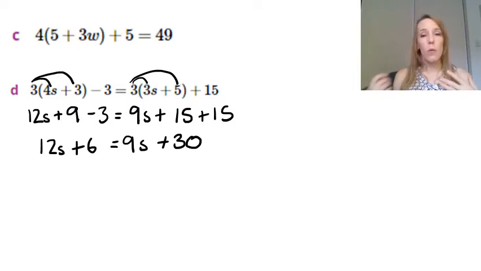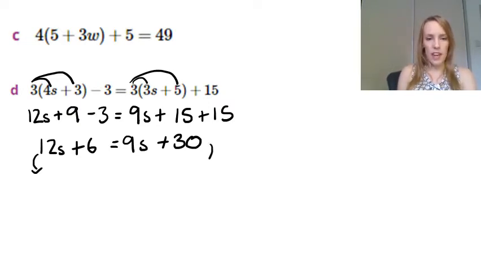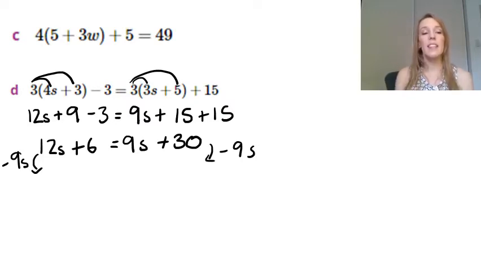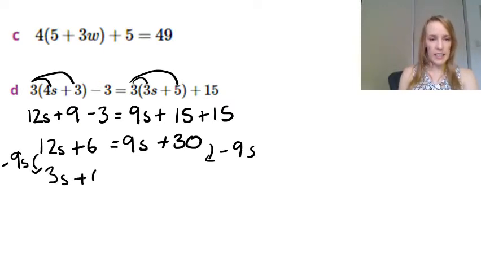So remember, it doesn't really matter which one you get rid of. I always get rid of the smaller one just so it's easier, so I don't have to deal with negative numbers. So I'm going to subtract 9s from both sides so that I've only got the variables on one side. Again, it doesn't matter if you want to subtract the 12s, still perfectly correct. It's just 2 different ways of working it out. So from both sides, I'm going to take 9s. Now, 12s and 9s are like terms, so we can subtract them. So 12s take 9s is going to leave us with 3s plus 6 equals 9s take 9s is going to give us 0, so we're just left with our 30.